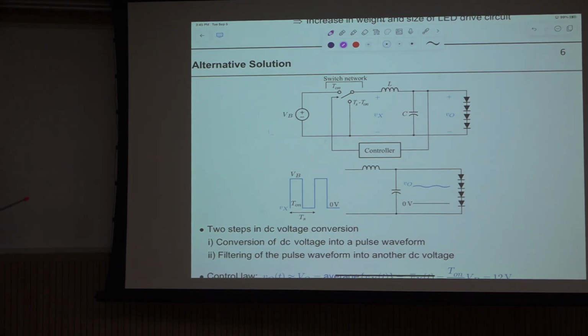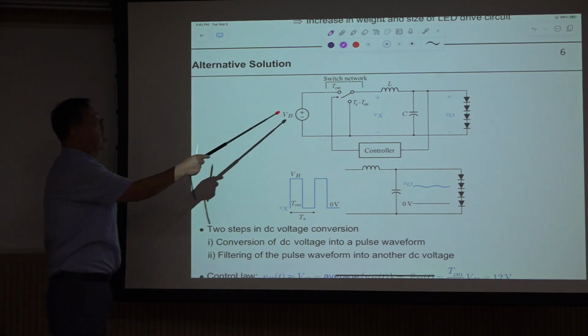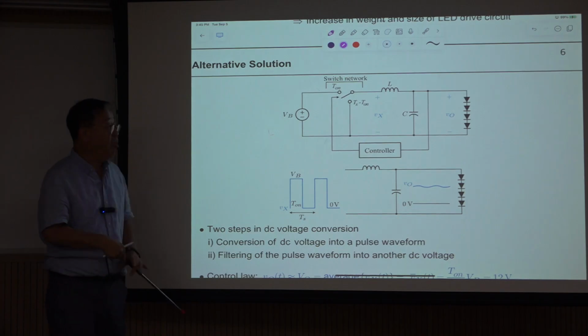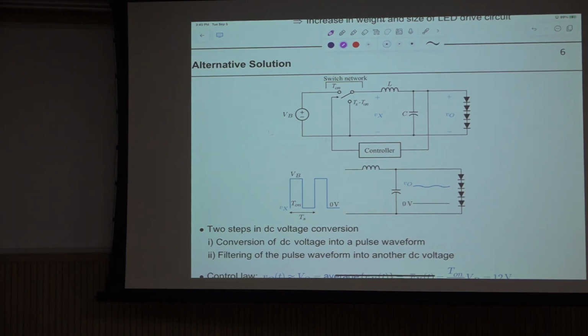Okay, so this part is called an SPDT switch, single pole double throw switch.